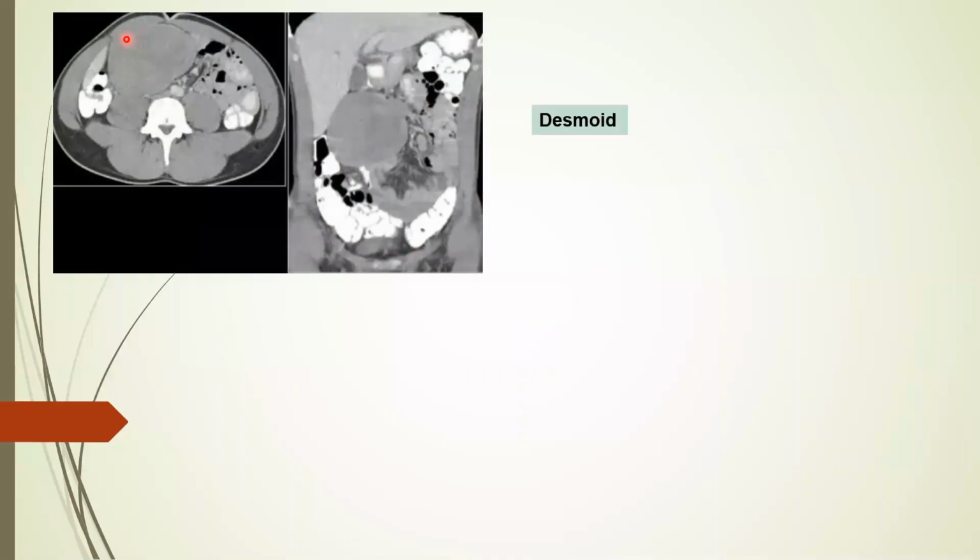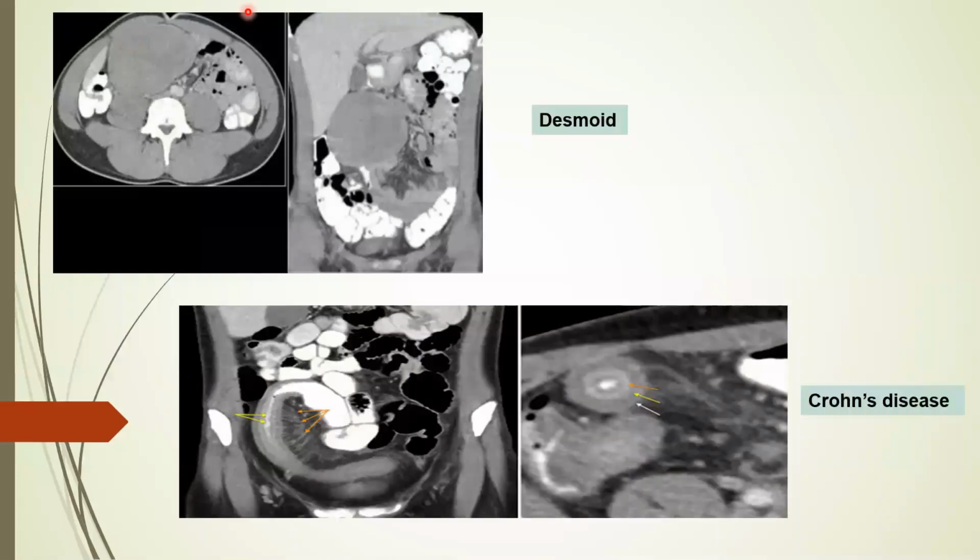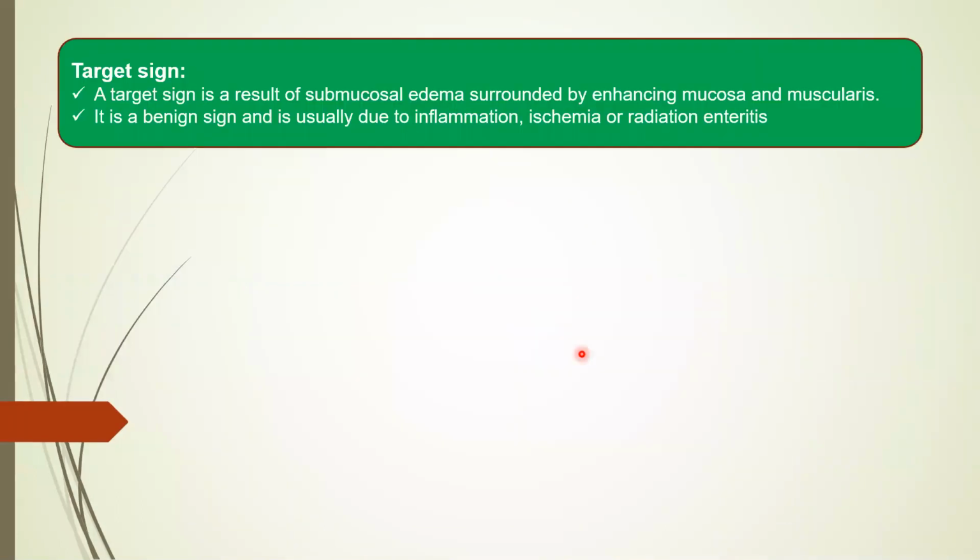This is a desmoid tumor. This is Crohn's disease. The comb sign here we can see. Target sign. Target sign is usually a benign sign. When we see it, we should think of some benign pathology like ischemia, radiation, inflammation.